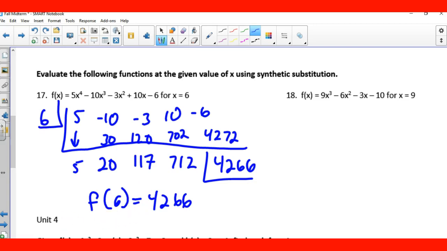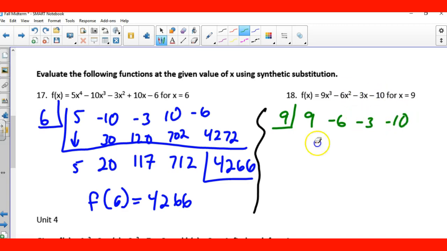Alright, now for this one, we have x is 9. So then we have 9, negative 6, negative 3, negative 10. Alright, 3, 2, 1, 0. Alright, cool. Bring down your first coefficient. 9 times 9 is 81. Negative 6 plus 81 is 75.